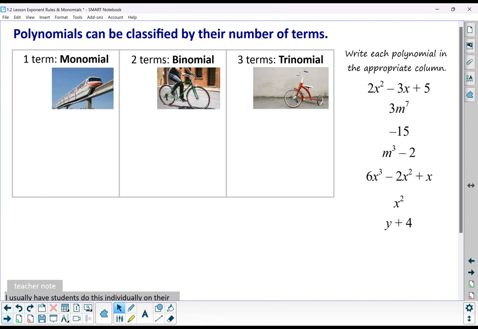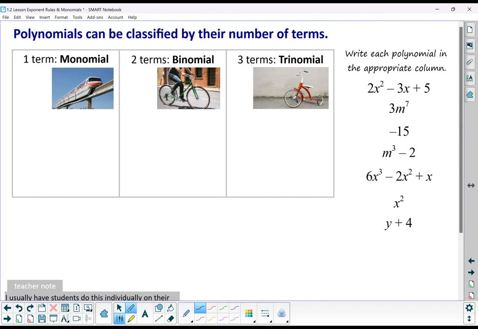So first of all, when we're classifying polynomials by their number of terms, there are 3 main words that we use, which are monomial, binomial, and trinomial. If a polynomial has more than 3 terms, that's absolutely possible. We just call it a polynomial after that, and we don't specify a number of terms.